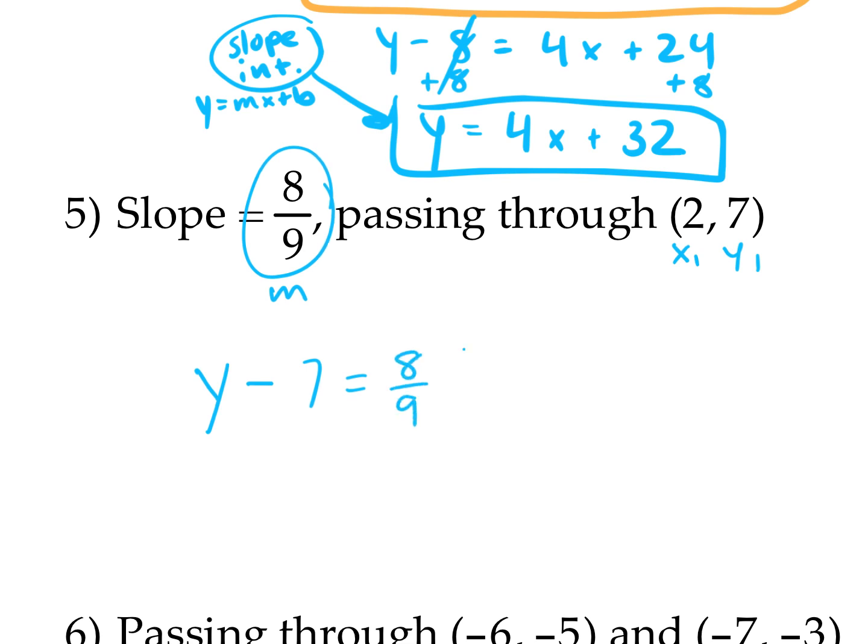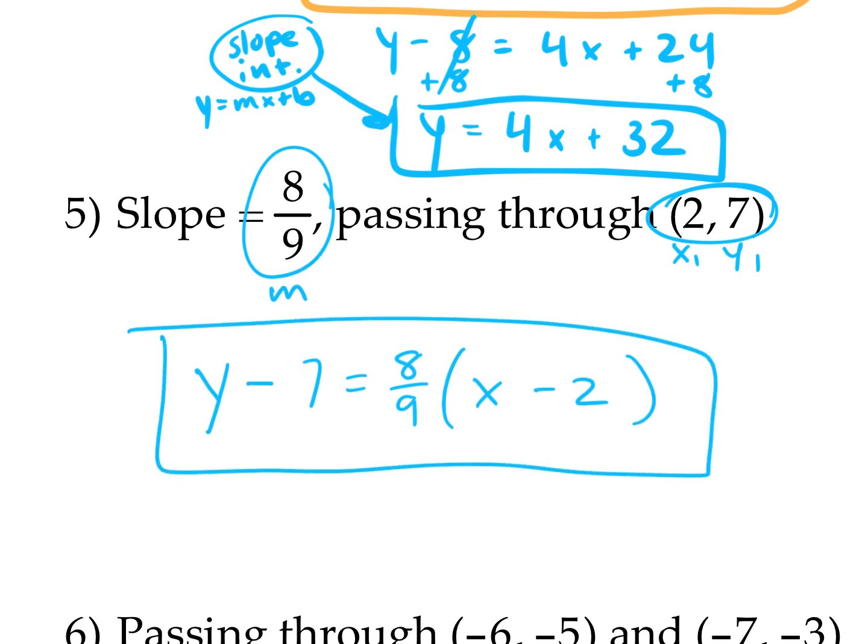8 over 9 times x minus 2. It's always minus when your numbers are positive here. So our formula is minus, but if it's minus a negative number, that's when it turns into a plus. This question's just asking for point-slope form, so that would be our answer. All we have to do here is plug it in.